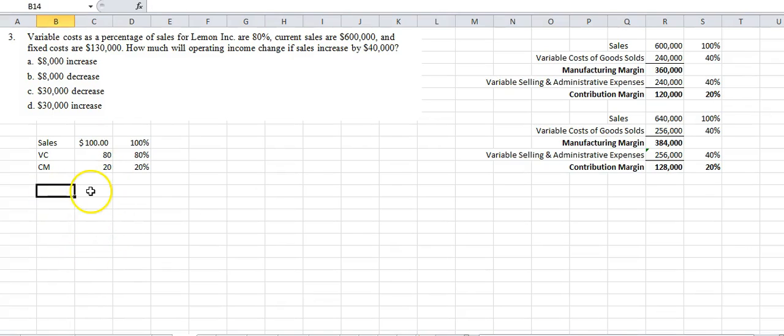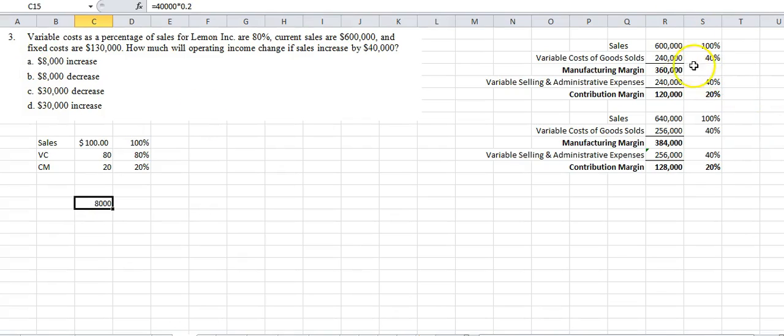First, it's used to cover my fixed costs, and then after I cover my fixed costs, it helps increase my operating margin, right? So if I sold $40,000 more, that means that 20% of that is going to go towards increasing my bottom line. The rest is variable cost, right? And so my income is going to increase by 8,000. The answer is going to be A.